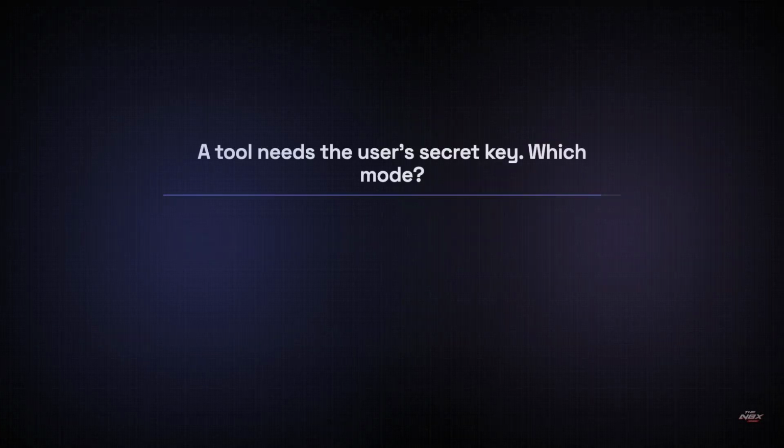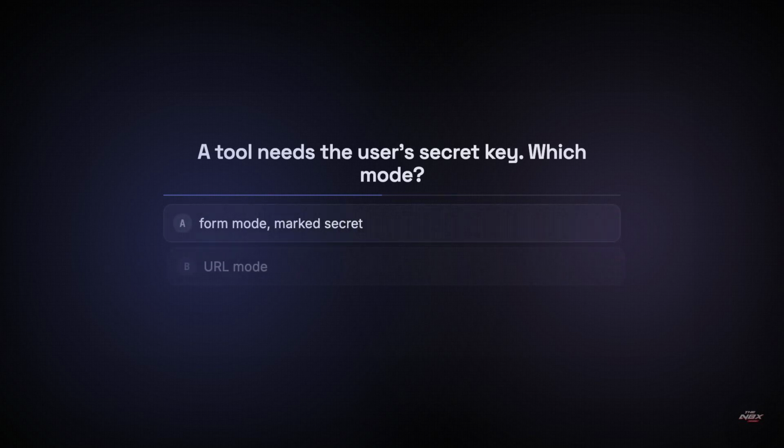To check you've got the rule. Your tool needs the user's Stripe secret key. Which mode? Form mode, with a string field marked secret? Or URL mode, sending them to a page you host? Have a think and pause if you'd like a moment.